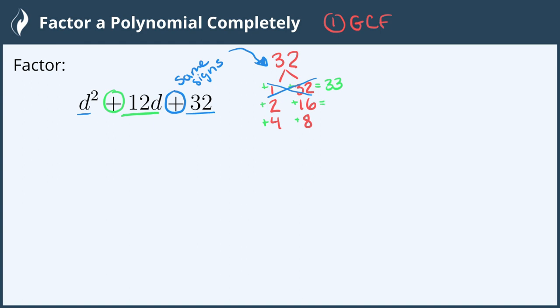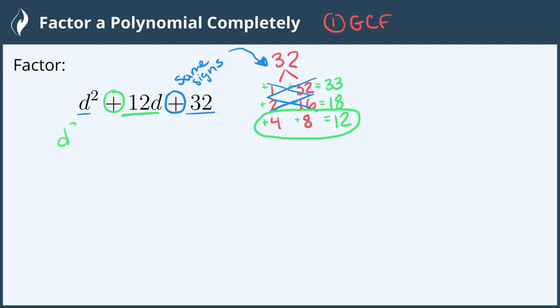Let's go ahead and add our next ones. Positive 2 plus positive 16 gives us positive 18, and that does not match our middle term. So let's move to our last one. Positive 8 plus positive 4 is positive 12. That means that we have now found our factors that we can replace our middle term with.